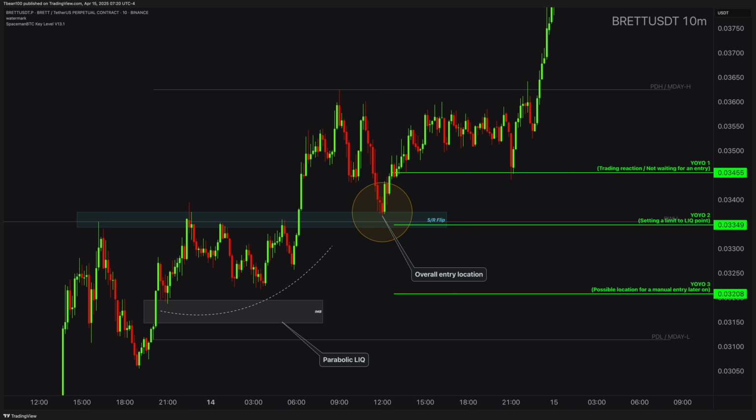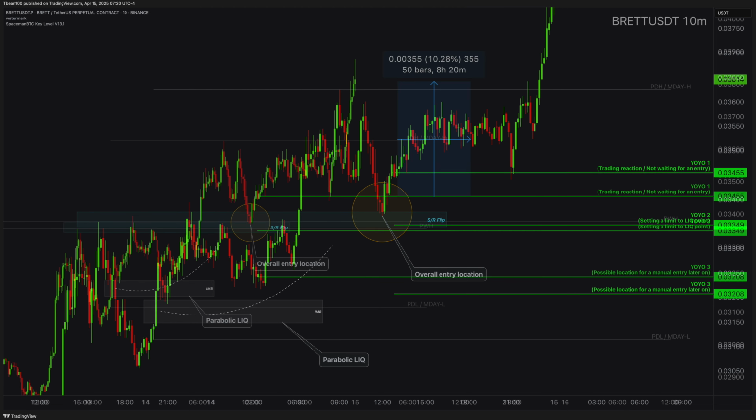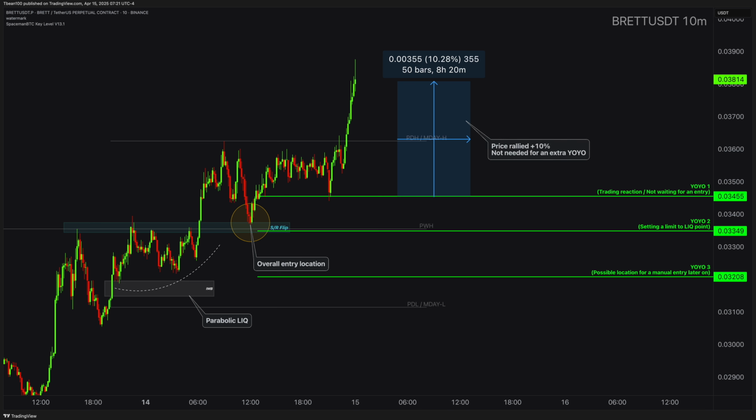I did not place any order here. Just took a note of it for a possible third yo-yo entry. Luckily, it did not need any extra yo-yo here. First entry was sufficient. Price rallied like 10% from my entry zone.